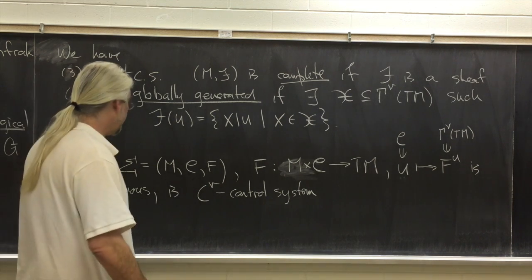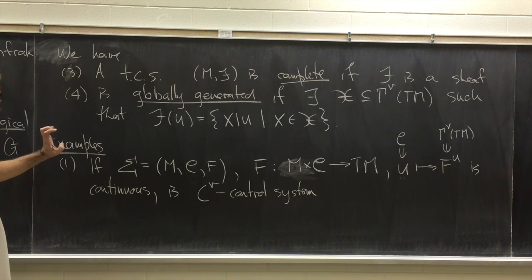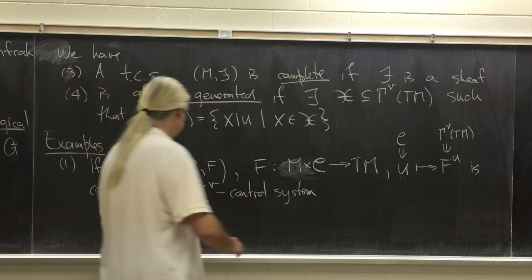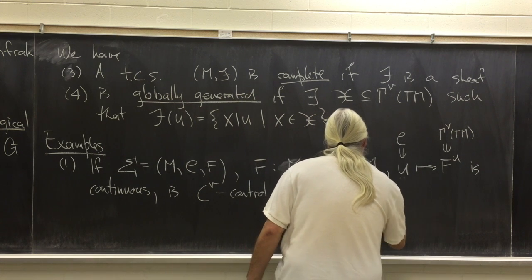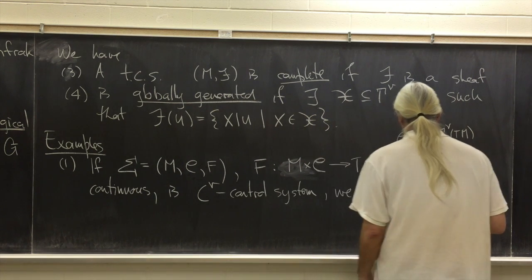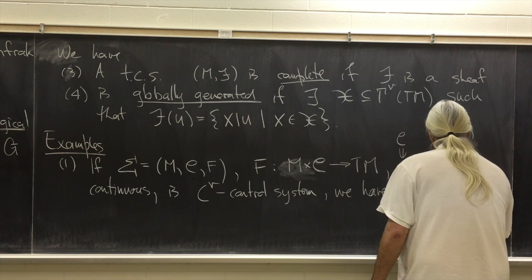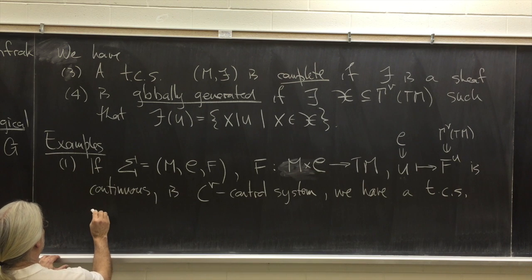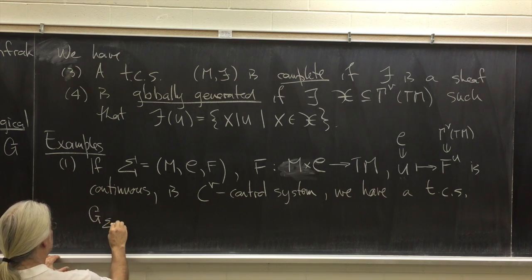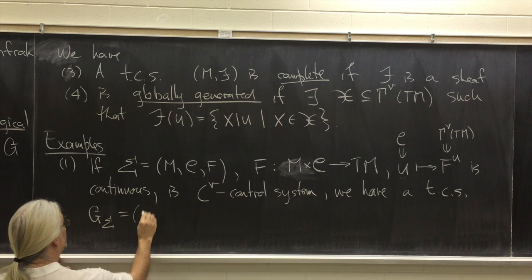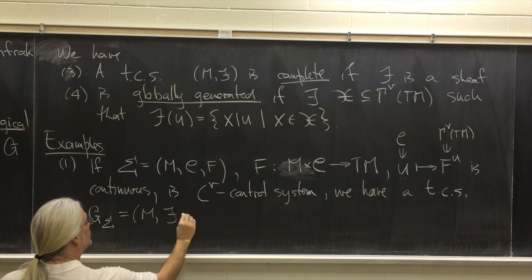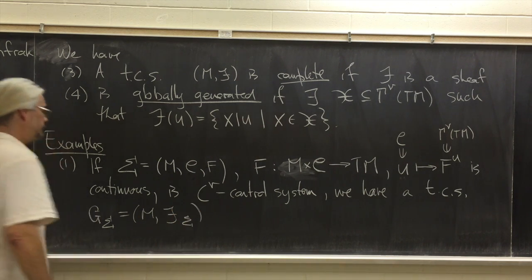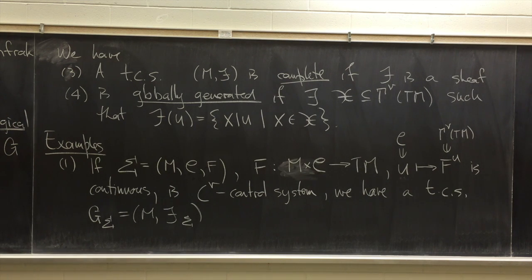All right. So corresponding to a control system like this, we have a tautological control system. I'll write that as G sigma. M is of course going to be the same, and I'll have some presheaf F sub sigma of vector fields, and it has kind of the obvious definition.